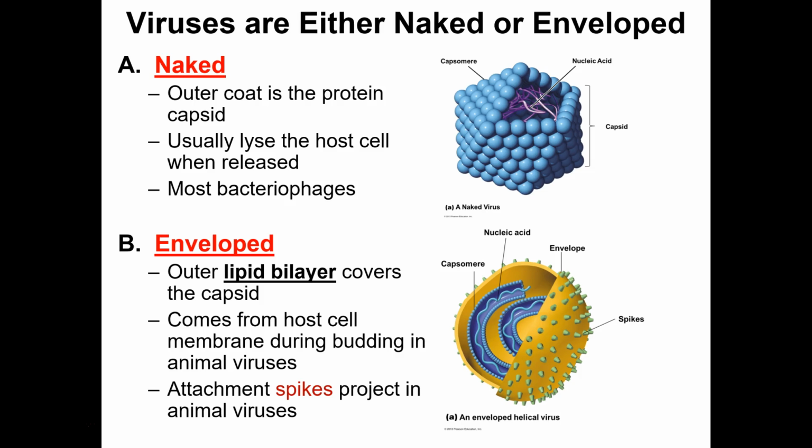When that red blood cell is infected with the flu, it is going to very gradually fill up with flu viruses. Now, when those viruses want to get out, they don't lyse the host cell. They don't cause it to burst. Instead, they kind of force their way out.